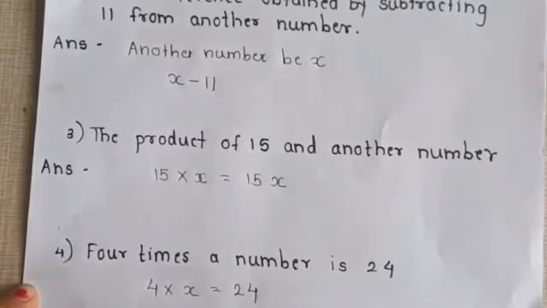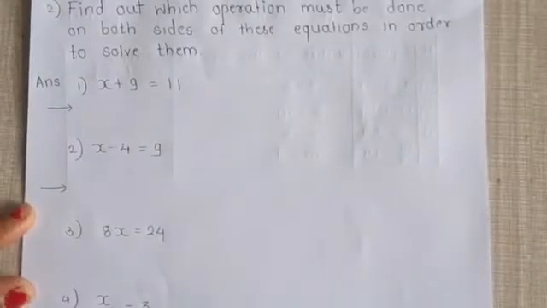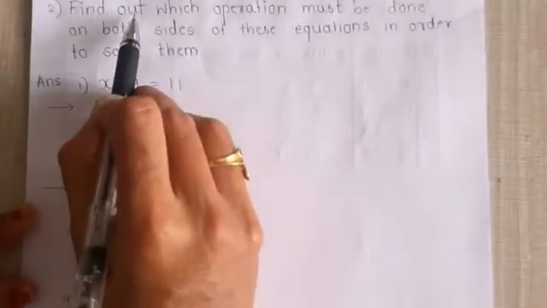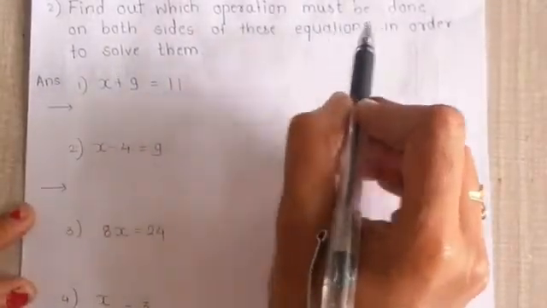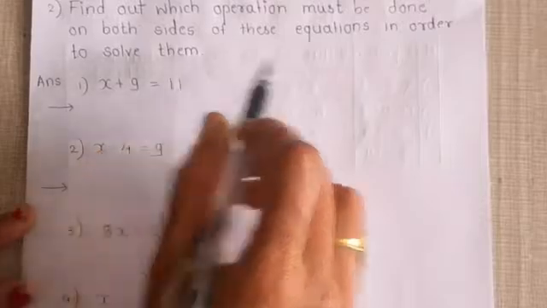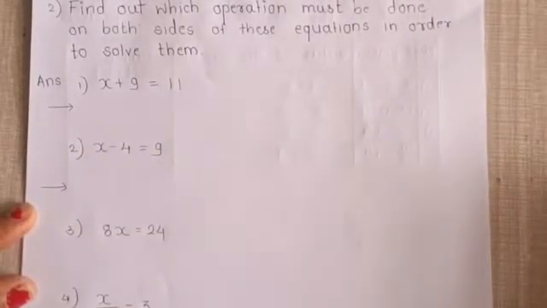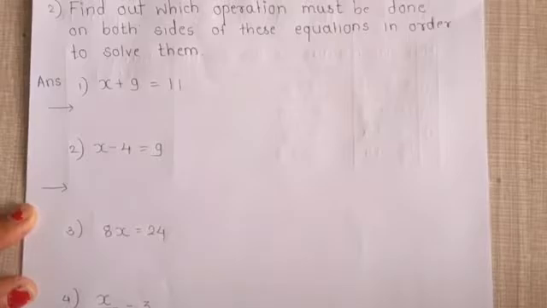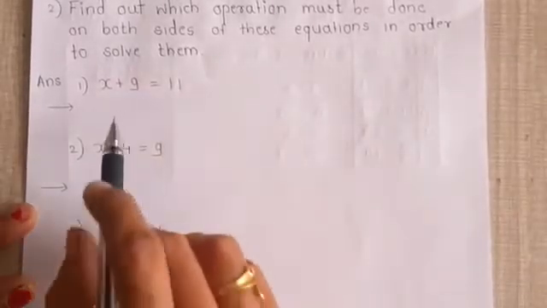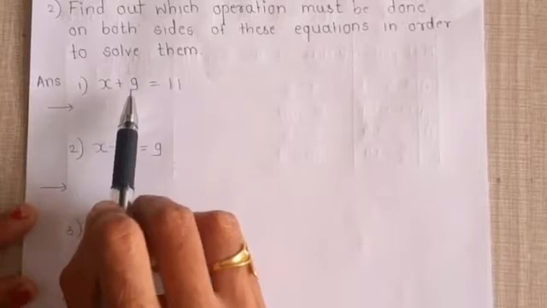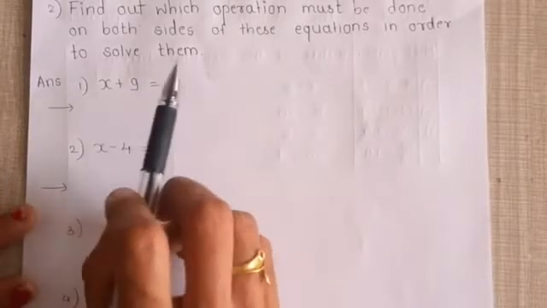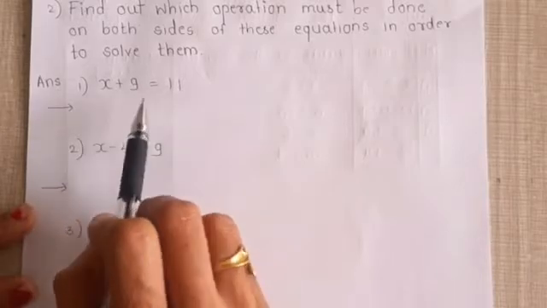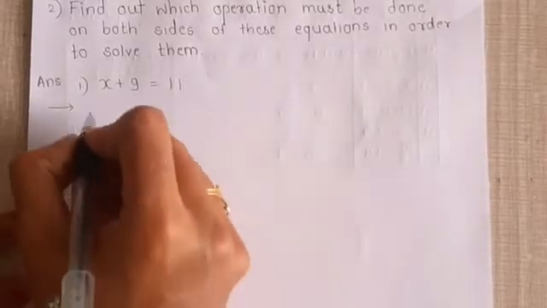So now let's go to question number 2. What have they given? Find out which operation must be done on both sides of these equations in order to solve them. Just now we learned how to form an equation. Now we have to find the operation on that equation. So let's see how to find it. x plus 9 is equal to 11. This is an equation. Here it is plus 9. We have to subtract 9 on both the sides.